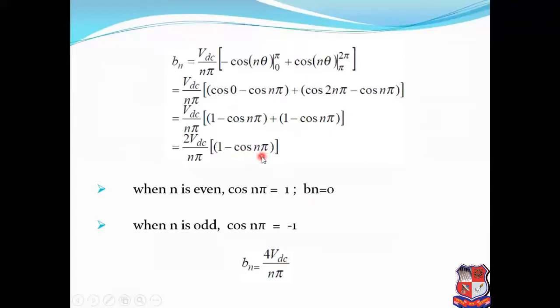If you put cos n pi equal to 1 over here, 1 minus 1 equal to 0, that means bn equal to 0. And if we take n as an odd number, then cos n pi is equal to minus 1 and bn is equal to 4 VDC. We get bn equal to 4 VDC by n pi. How? If you put cos n pi equal to minus 1 over here, this is minus minus plus 1, 1 plus 1, 2, 2 into 2, 4 VDC by n pi.